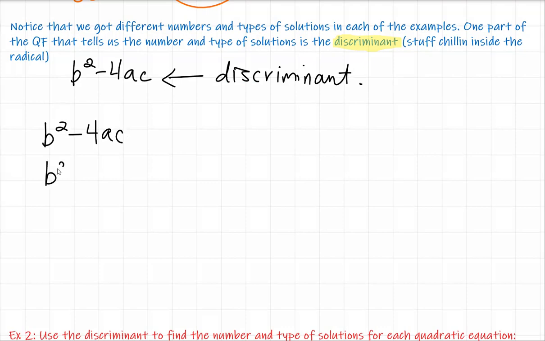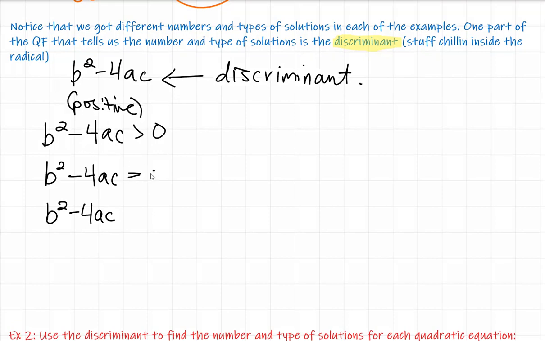I'm going to write it 3 times. 3 different cases, 3 different possibilities. It can be bigger than 0, so positive. It can be equal to 0, or it can be less than 0, aka negative, right?